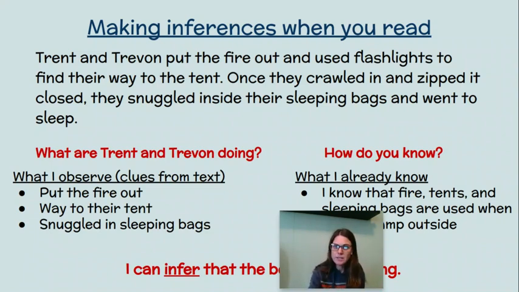So I made our two columns, our what I observe column and our what I already know column. And then we're going to make an inference. So let's look at what I observe. We can also call this clues from the text. So we're going to go right back up to this text and see what details we learned. Well, I took out the detail, put the fire out. They put out the fire. They also used flashlights. That's a clue from the text that gives me some information about what they're doing. Another clue is on their way to their tent. This word tent right here gives me a lot of information.